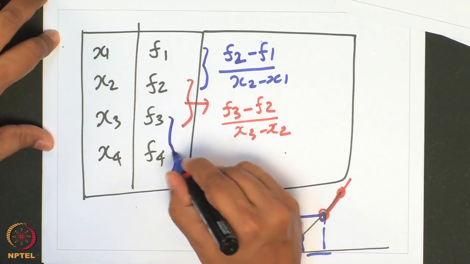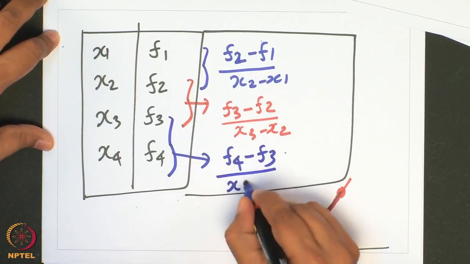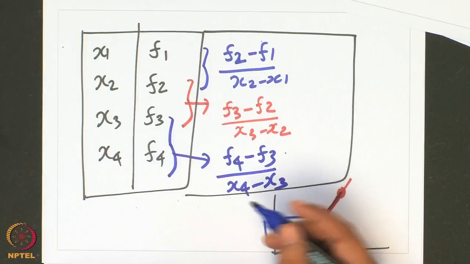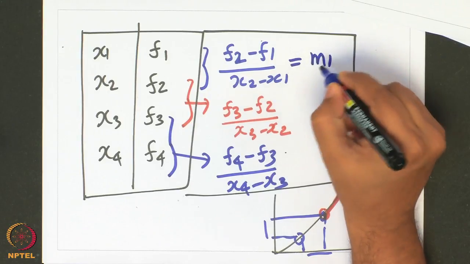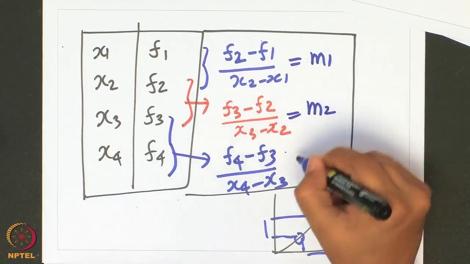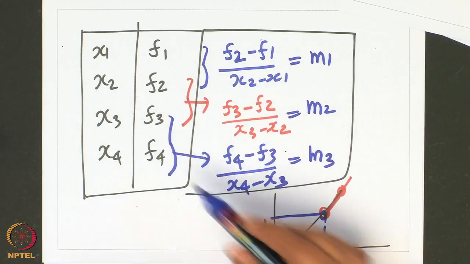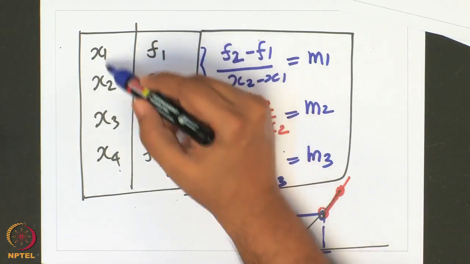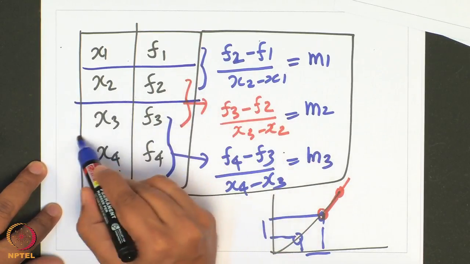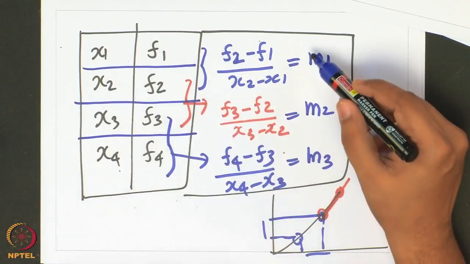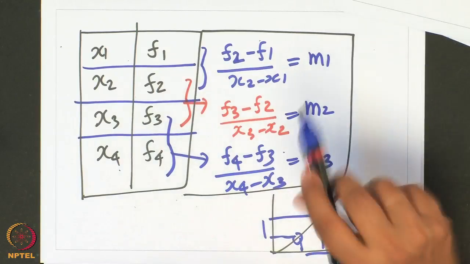So I can find 3 slope values. f4 minus f3 divided by x4 minus x3. So given 4 data points, I get 3 slope values. Let me call these m1, m2 and m3. So I can get 3 slope values corresponding to 4 data points that I have. If I have 4 data points like this, x1, f1, these are 2 values that I would get from experiment. From these 4 data points, I can calculate 3 slope values. Any 2 neighboring ones you take, you can calculate a slope.